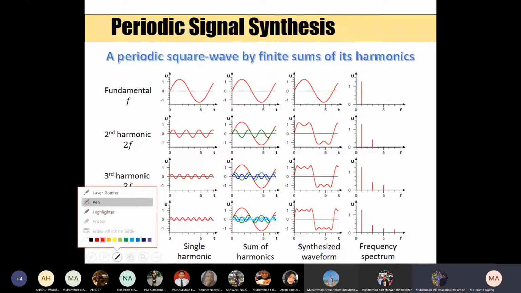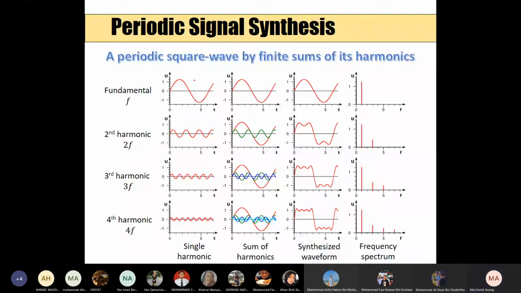This is a fundamental signal, okay? Then this is actually the frequency. Let's say we call it f equal to 1. Then the second harmonic is with the frequency of 2f. So in the frequency domain, this is the signal, right?